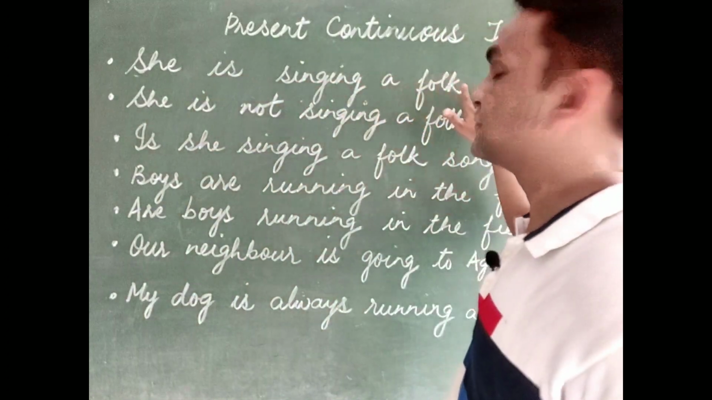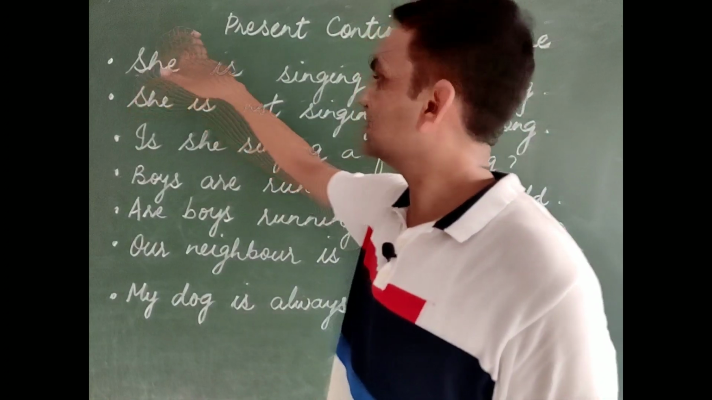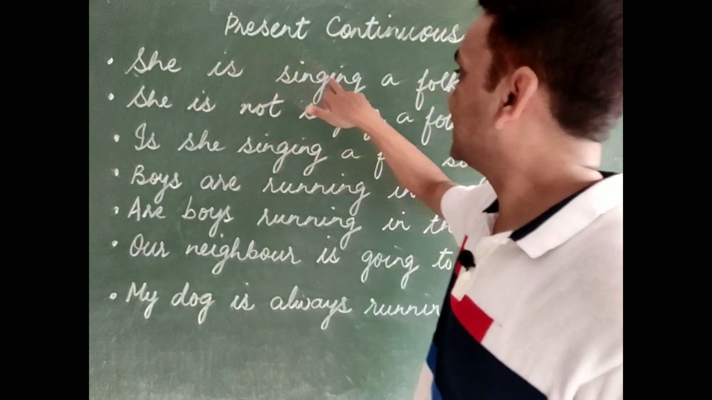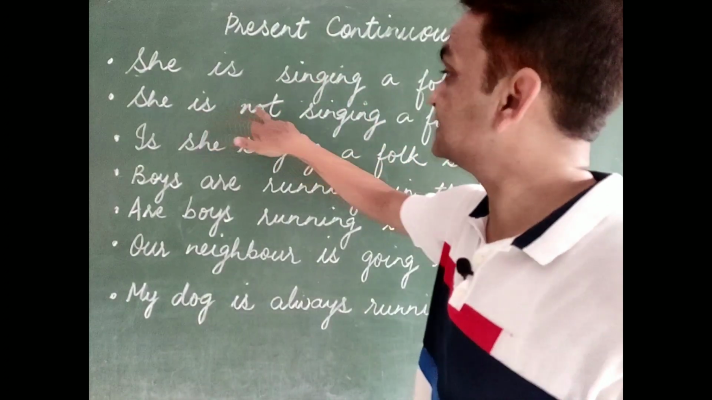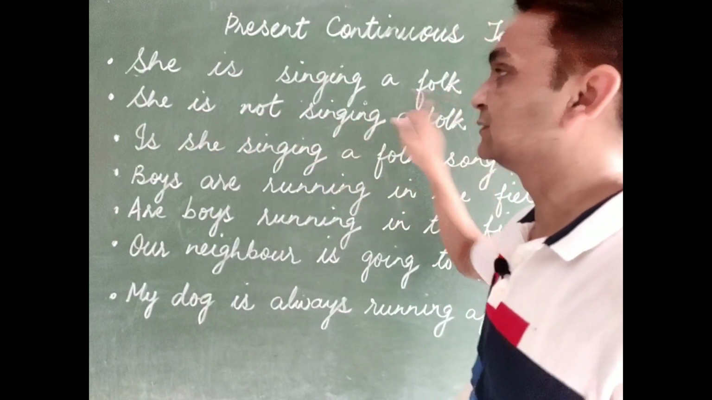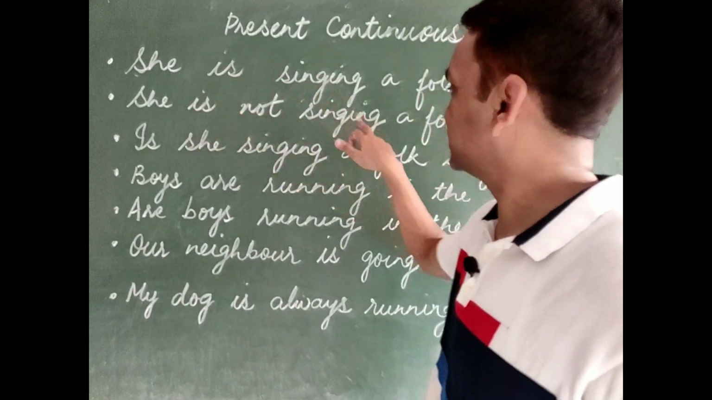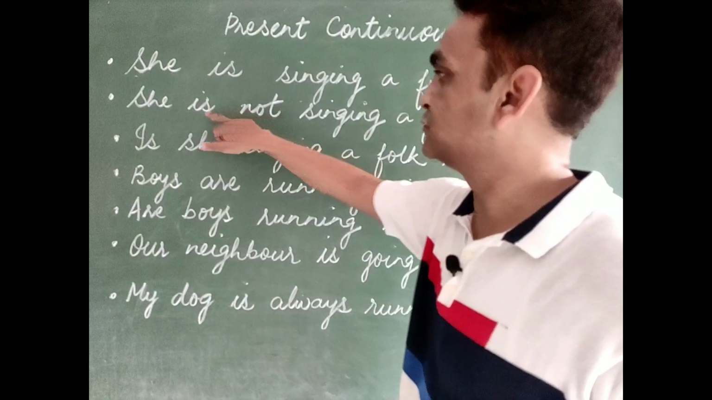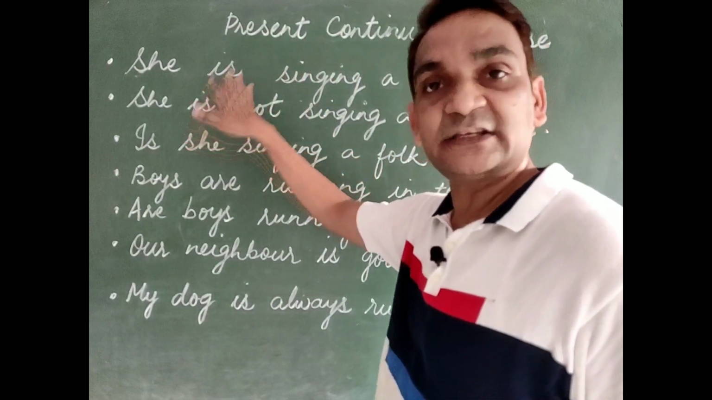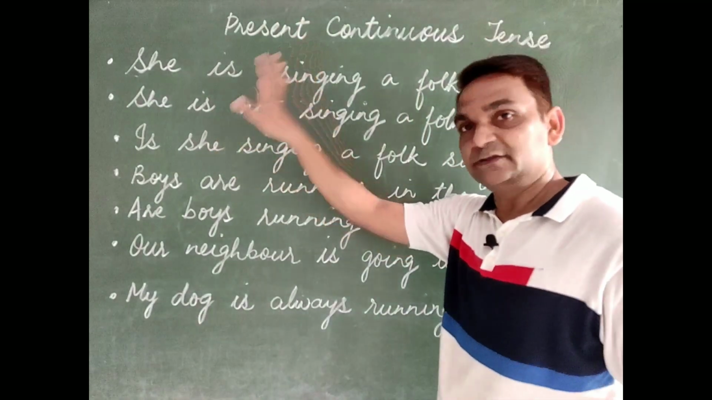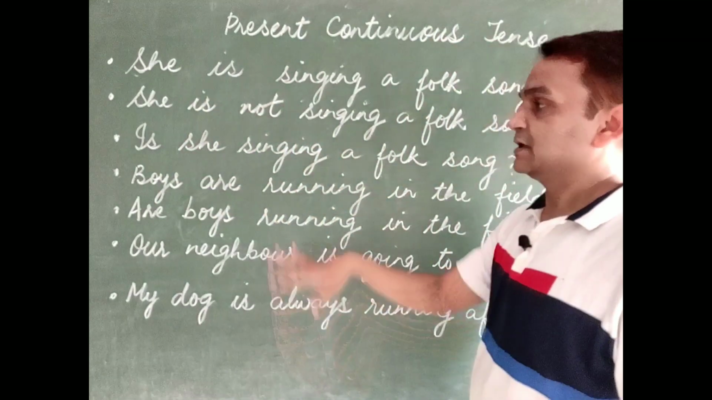She is singing a folk song. It is an affirmative sentence. She is singular subject, is has been used, and singing, ing form of the main verb is used. She is not singing a folk song. Now it is a negative sentence. Again, is will be used, singing will be used, and not will be used between helping verb and main verb. And then the same sentence has been converted into interrogative sentence. Is she singing a folk song?